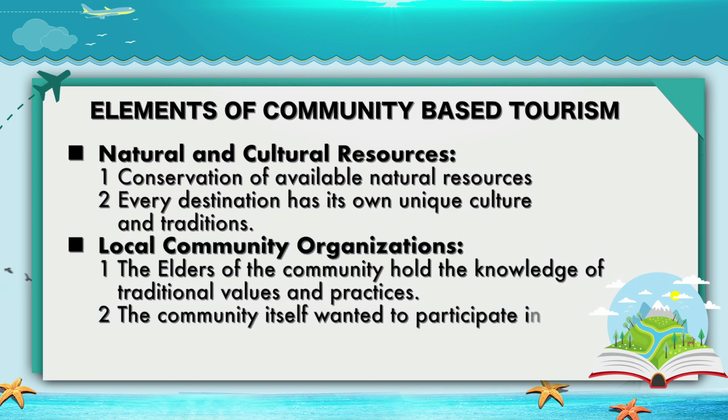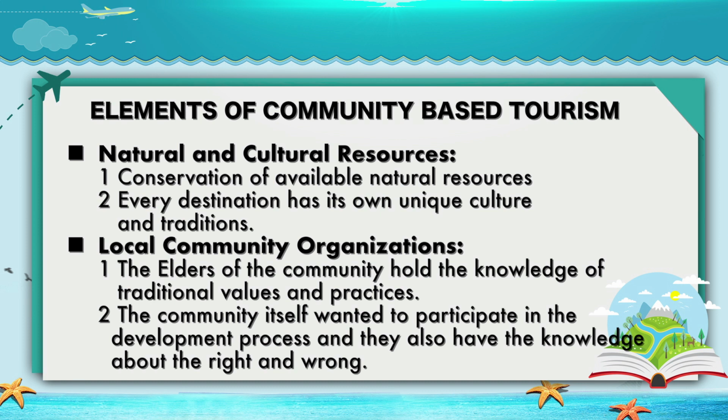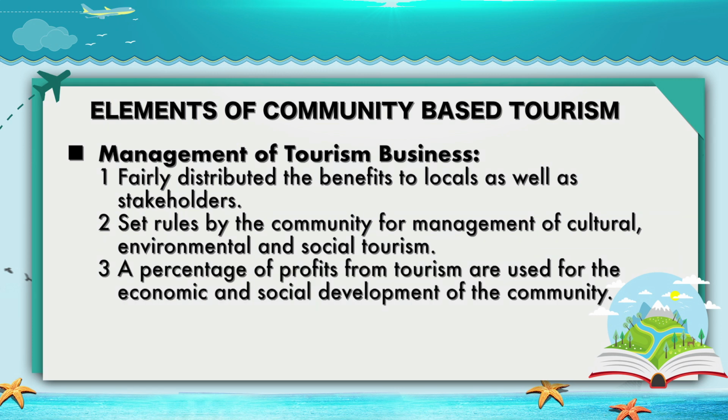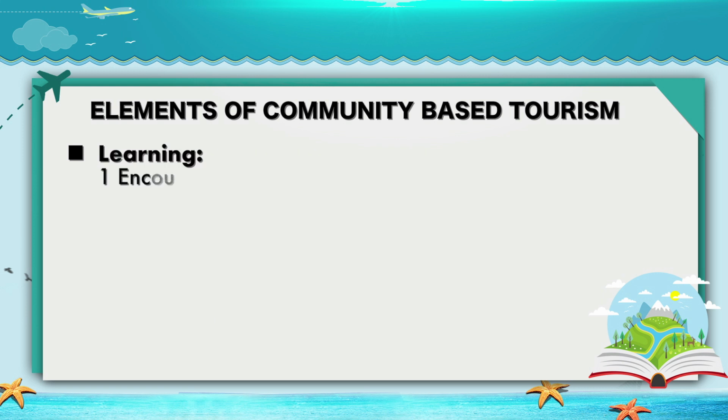Local community organizations. The elders of the community hold the knowledge of tradition, values and practices. The community itself wants to participate in the development process, and they also have the knowledge about right and wrong. Management and tourism business. There are well set rules by the community for management of cultural, environmental and social tourism. Benefits are fairly distributed to locals as well as stakeholders. A percentage of profits from tourism are used for the economic and social development of the community.